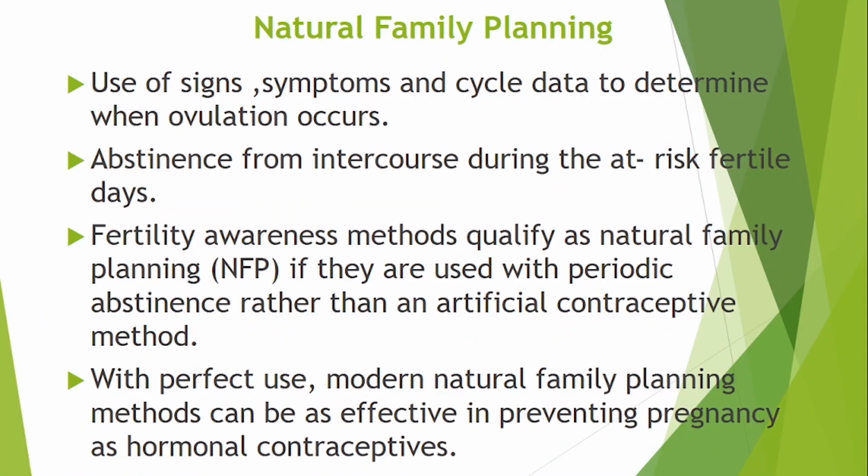What is natural family planning? It is the use of signs, symptoms, and cycle data to determine when ovulation occurs. Abstinence from intercourse during the at-risk fertile days is required. For a fertility awareness method to qualify as a natural family planning method, it must be used with periodic abstinence rather than in combination with an artificial contraceptive method. With perfect use, modern natural family planning methods can be as effective in preventing pregnancy as hormonal contraceptives.